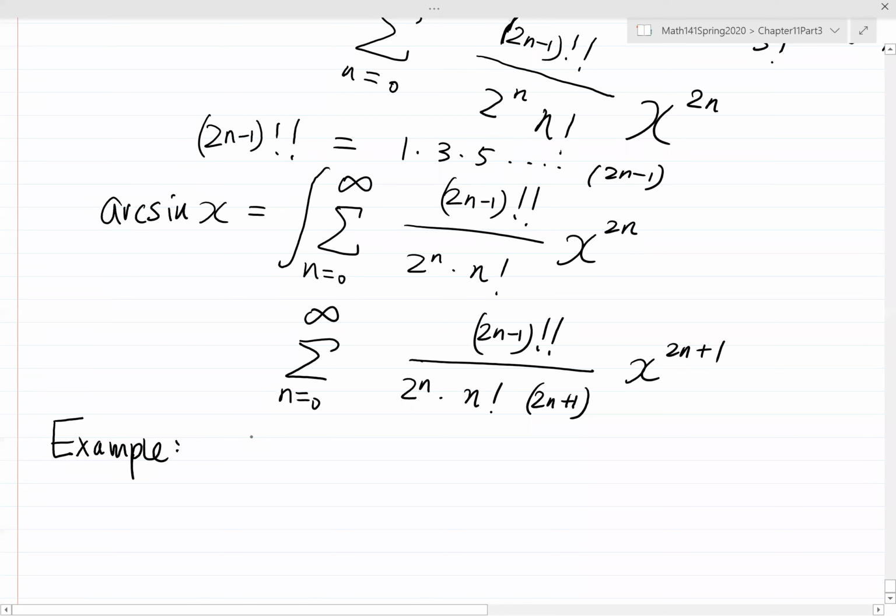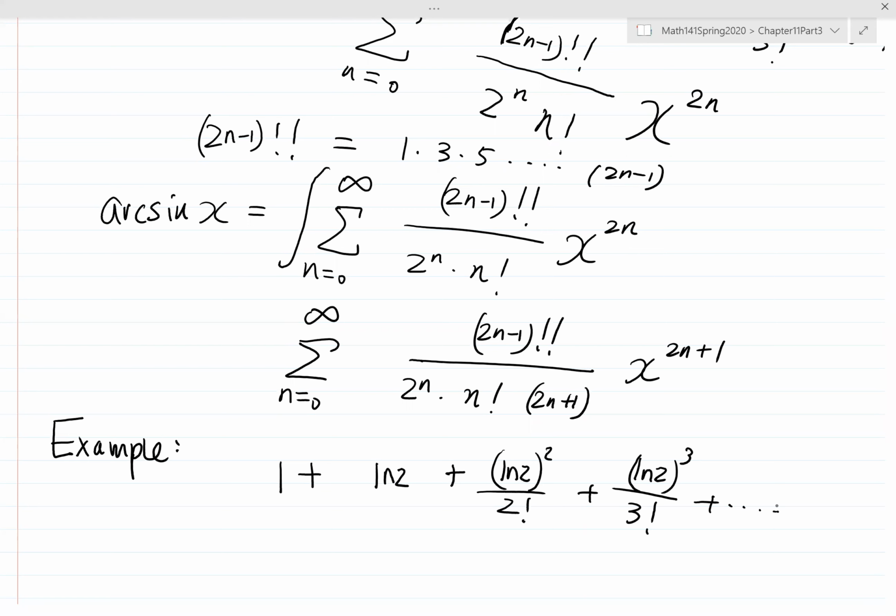Find the sum 1 plus ln 2 plus ln 2 squared over 2 factorial plus ln 2 cubed over 3 factorial, etc., etc. Find the sum.